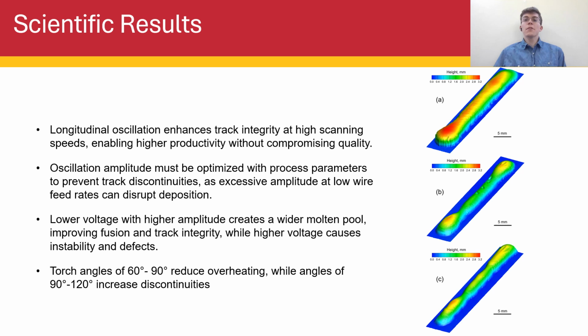integrity. Higher voltage can cause instability, leading to irregular molten pool shapes that result in inconsistent deposits and defects like track discontinuity. However, the heat input from lower voltage with higher amplitude allows for a wider molten pool, promoting a larger contact area for fusion and thus improved track integrity. Finally, adjusting torch angles revealed that pushing angles reduced localized overheating, while pulling angles can cause track discontinuities due to disturbances in the metal deposition. Additionally, a 90-degree oscillation angle provides balanced heat distribution and improved track integrity.